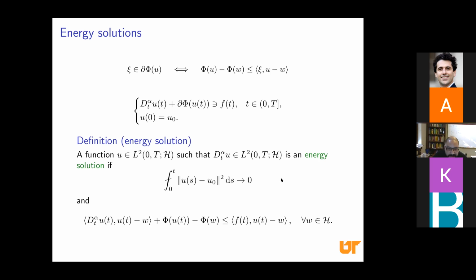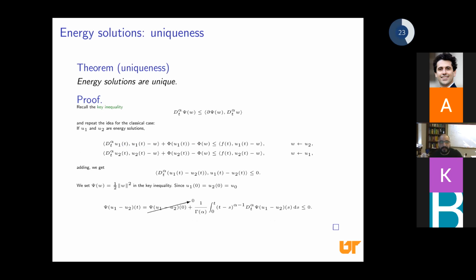We like this definition, once again, because using that key inequality, we can get uniqueness in a few steps. And the steps are exactly, with a little variation, the same ones as in the classical case. You assume you have two solutions, you compare their evolution variational inequalities, and you get exactly what bounds what you have on the right-hand side of the key inequality. Now you can use the fractional fundamental theorem of calculus for the norm squared.